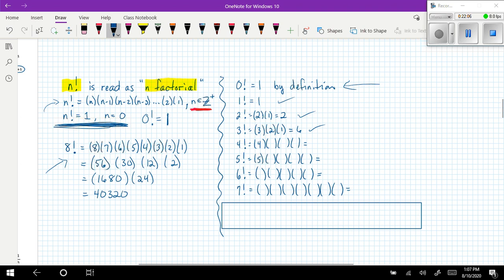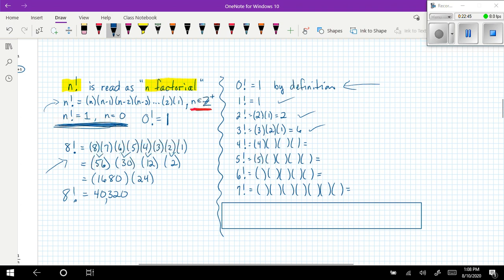8 factorial is 8 times 7 times 6 times 5 times 4 times 3 times 2 times 1. And what I did is I just grouped 2 of these things at a time. So 8 times 7 was 56, 6 times 5 was 30, 4 times 3 is 12, 2 times 1 is 2. And I just left it like that. Then 56 times 30 was 1,680, 12 times 2 is 24, and then I multiply those together and you get 40,320. And that's the same as 8 factorial. So factorials get really big really fast.